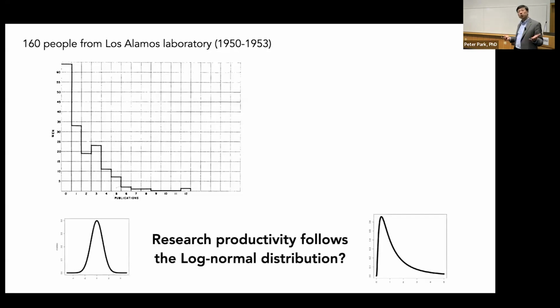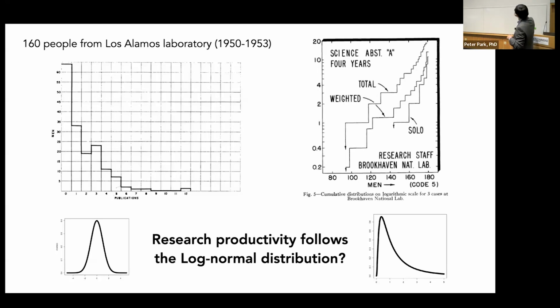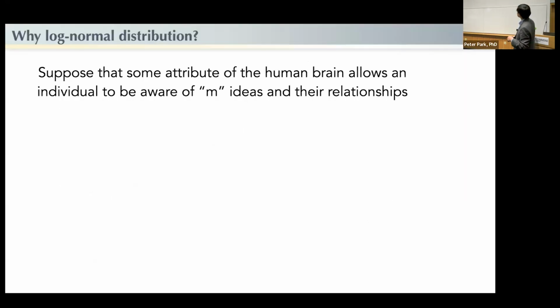Okay, why isn't it normal? Research productivity appears to follow a log normal distribution. That means if you take log, it looks more like a normal, right? But it's not normal. Why? Okay, and he actually looks at some other data sets and finds similar distribution. And so he has one explanation that I thought was kind of entertaining.